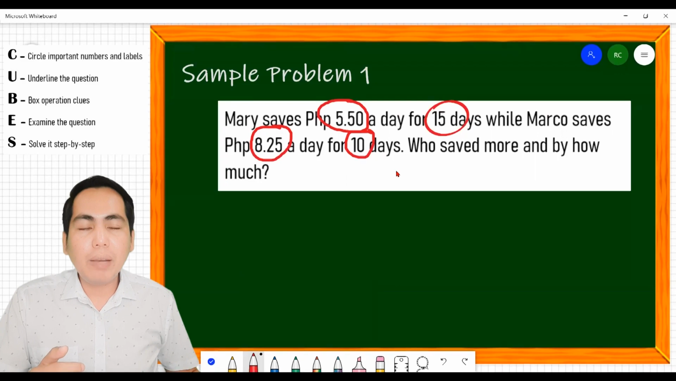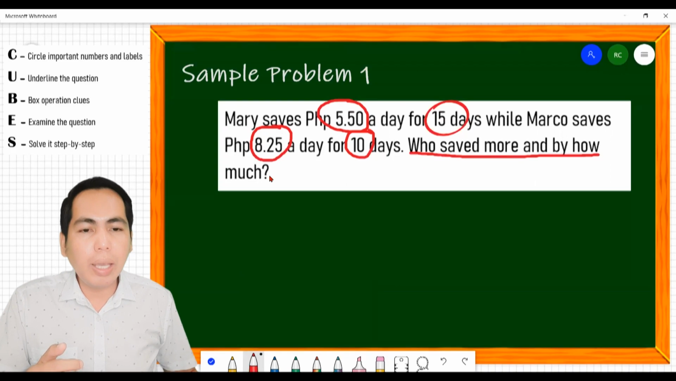After that, we have letter U, which stands for underline the question. And the question is, who saved more and by how much? And then we are going to proceed to our next letter, which is B, which stands for box operation clues. So the operation clues are a day. We have also here a day, and we have also more.